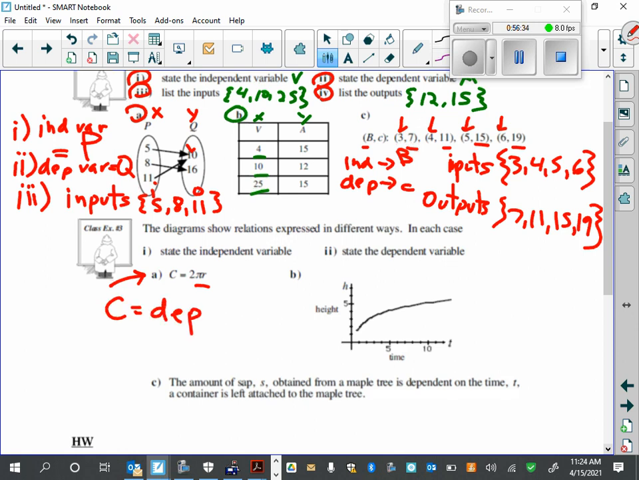And which one is independent? R. Okay, good. So don't put 2 pi R. Independent variable means letter. Put that away, please. Thank you. So R is independent. If you put 2 pi R or pi R, I won't give you any marks. It's just R. R is the variable.